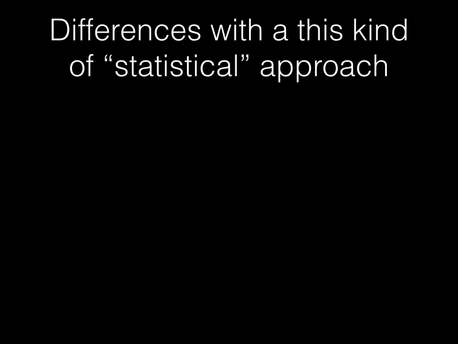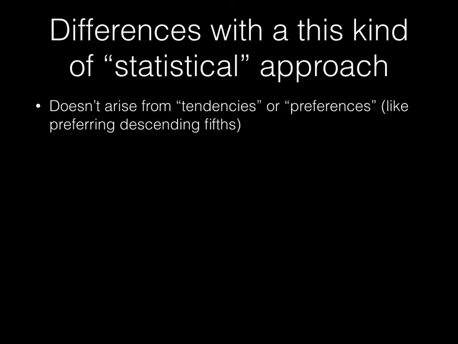So there are some differences with this kind of statistical approach. This kind of statistical approach does not arise from tendencies or preferences, like we prefer descending fifths in the global model, and that's part of the way that we came up with the global model. We don't do that here. We don't use tendencies or preferences. We just count what happens.